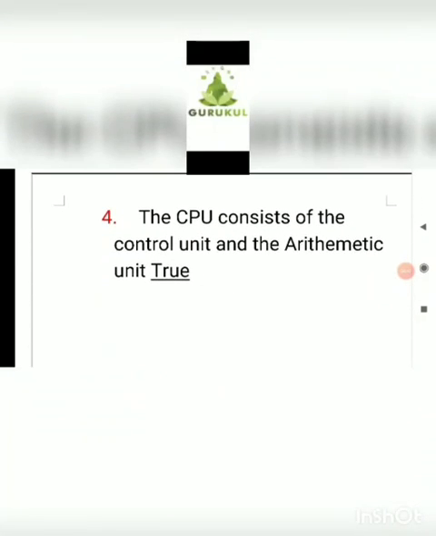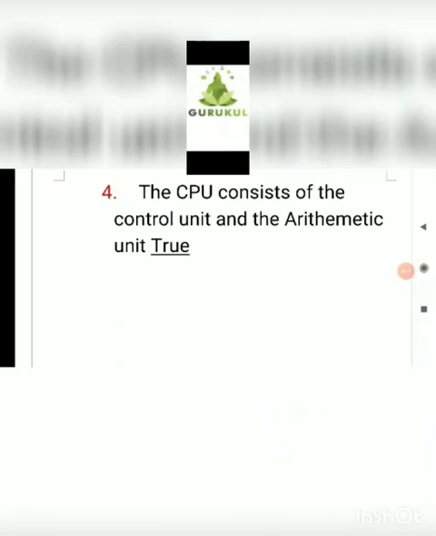Next it comes to the CPU consists of the control unit and the arithmetic unit. The CPU consists of CU and ALU, which is known as the control unit and arithmetic unit, and the answer will be true.